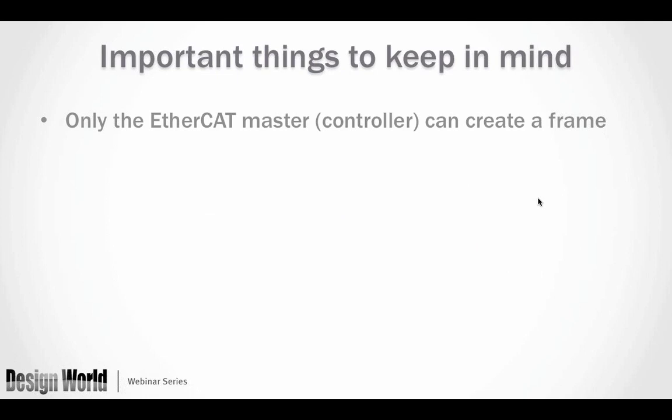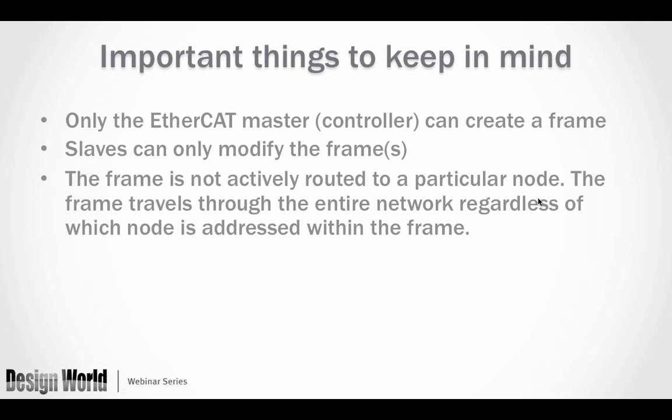Some important things to keep in mind about EtherCAT is that the EtherCAT master, the PLC or the PC, is the only device that can create a frame. All the slave devices, their EtherCAT slave controller chips, can only modify a frame that comes past. And most importantly, the frame is not actively routed to a particular node in the EtherCAT protocol. The frame, regardless of who it's addressed to or how many devices are addressed in the same frame, travels through the entire network regardless of which node is addressed within the frame.